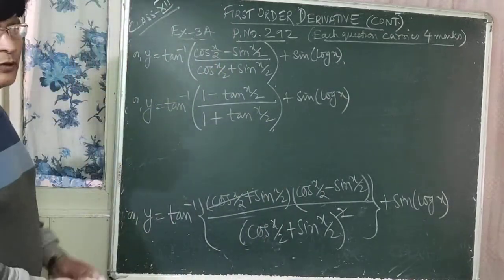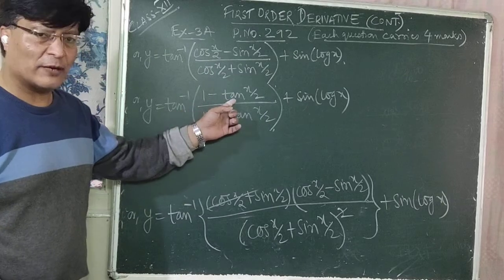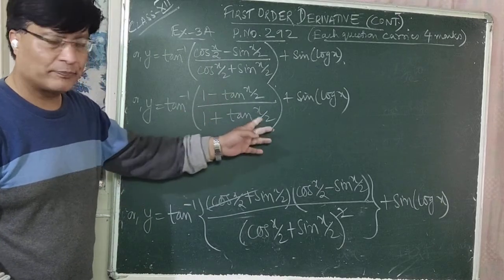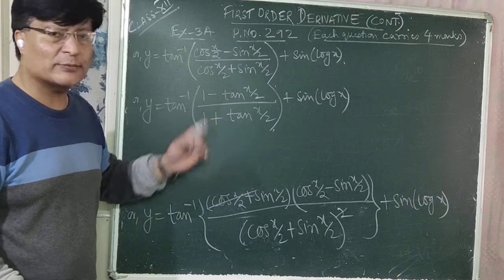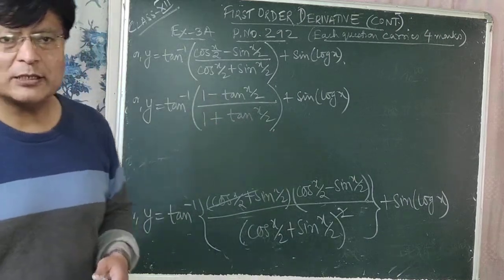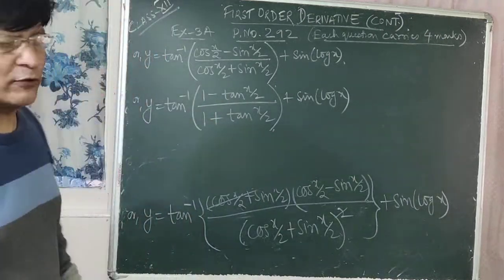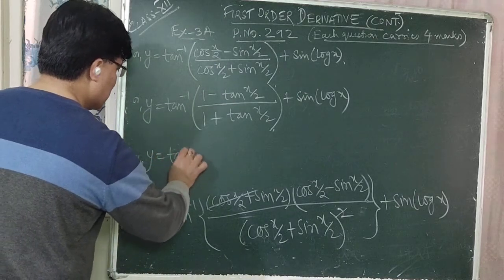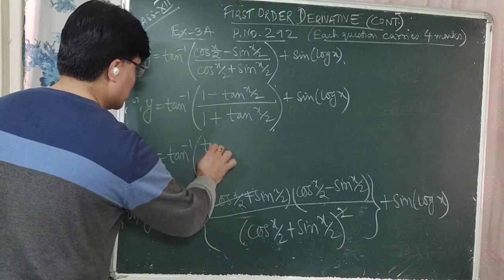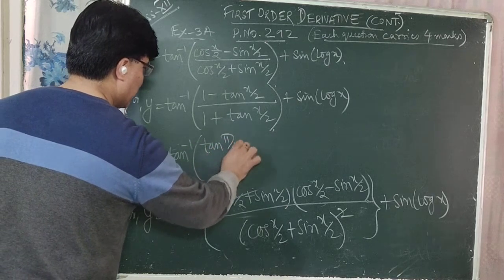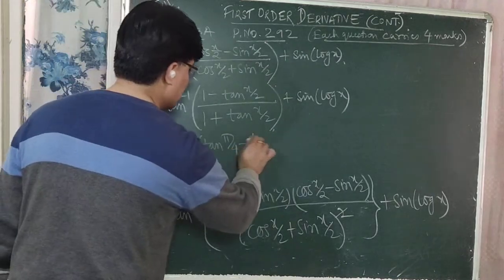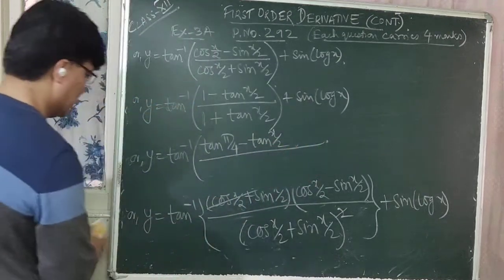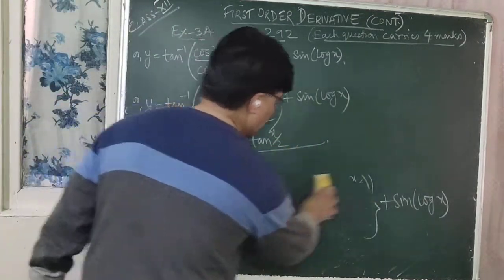So now what will you do now? You can convert it into the formula form, tan a minus tan b upon 1 plus tan a tan b. So you should write this one in terms of tan. What is 1 in terms of tan? It is tan pi by 4. You know that tan pi by 4 is always 1. So y is equal to tan inverse within bracket, here 1 is tan pi by 4 minus this is tan x by 2, whole divided by, what do we write?